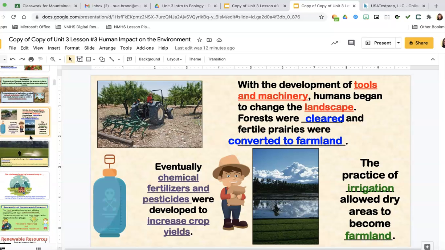With the development of tools and machinery, humans began to change the landscape. Forests were cleared, and fertile prairies were converted to farmland. Eventually, chemical fertilizers and pesticides were used to develop increased crop yields. Also, the practice of irrigation. So, irrigation is the practice of using water to flood your fields, to water your fields. So, irrigation allowed dry areas to become farmland.